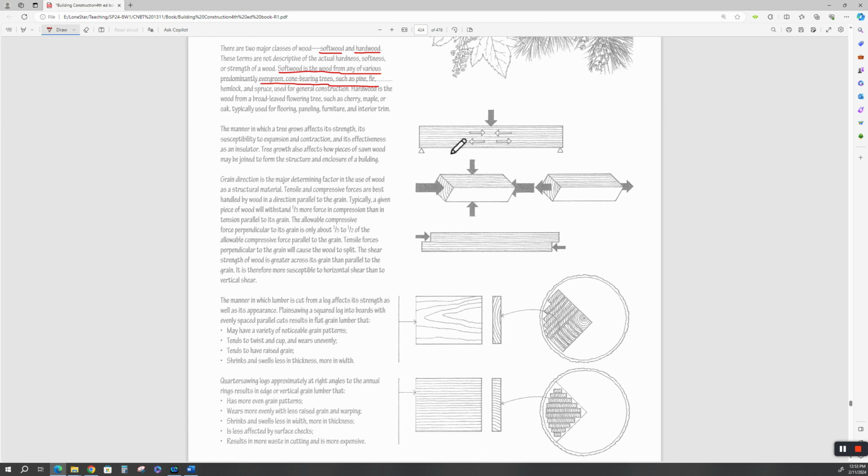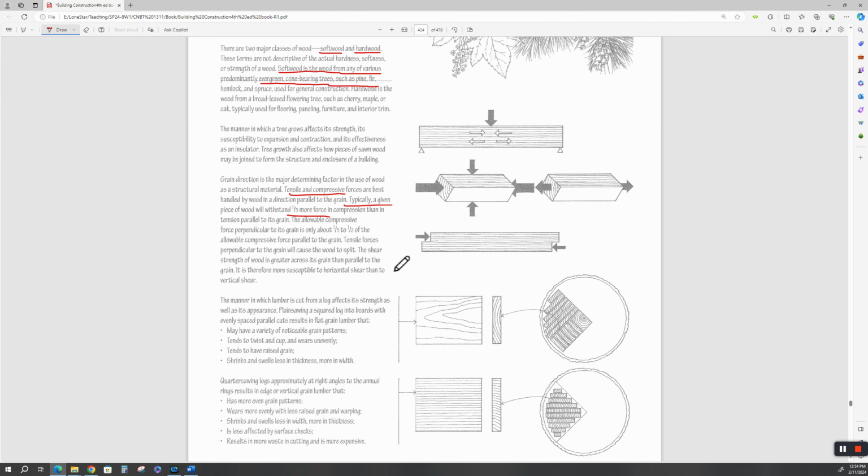All right. The manner in which a tree grows, we already said that. Okay. Wood does contract and expand. It warps. Grain direction is the major determining factor in the use of wood as a structural material. Tensile and compressive forces are best handled by wood in a direction parallel to the grain. So if the grain's running this way, you want the compressive forces parallel, not perpendicular. Typically, a given piece of wood will withstand a third more force in compression than in tension. That is a true statement. Allowable compressive force perpendicular to its grain is only 1/5 to 1/2 of the allowable compression force parallel to the grain. So if you're going to apply force perpendicular, then that's going to be 1/5 to 1/2 of what it'll take in compression.